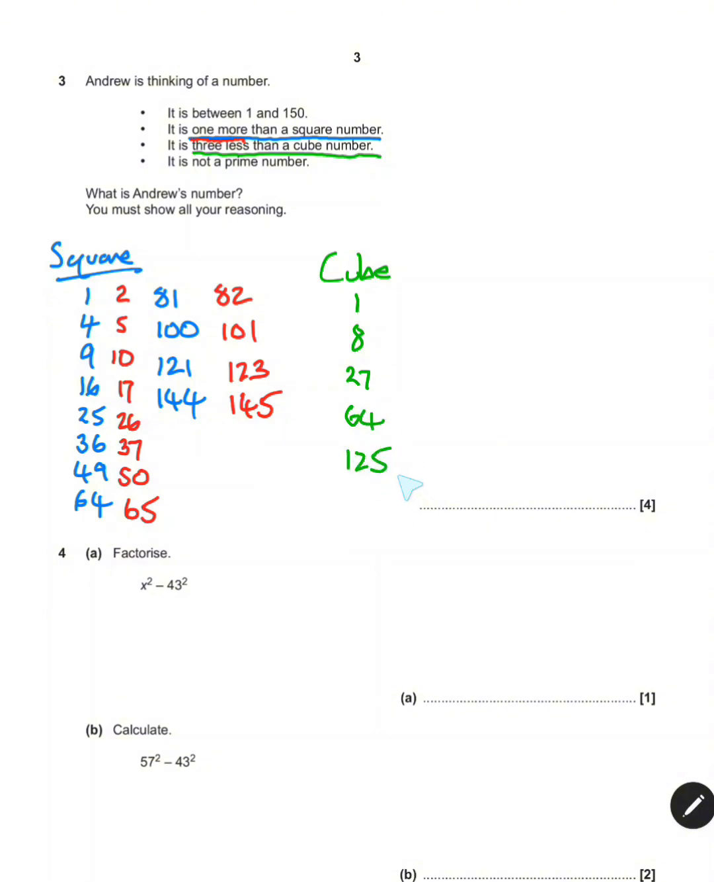Again, stopping at 5 times 5 times 5 because I know 6 times 6 times 6 will be bigger than 150. Don't forget we need 3 less than a cube number. So I'm going to subtract 3 from each of those, ignoring the first one because my number has to be between 1 and 150. So minus 2 is no good. Take 3 from this. Take 3 from this.